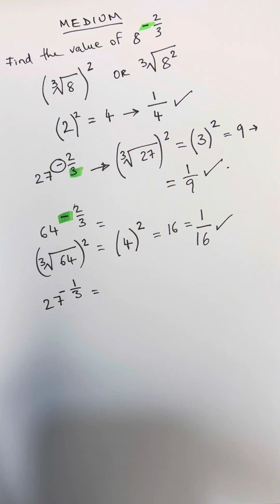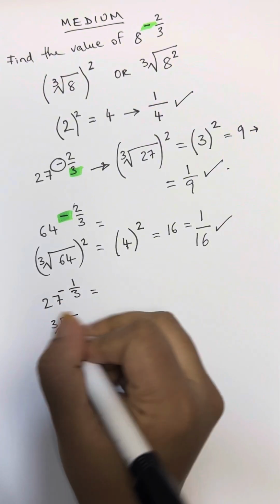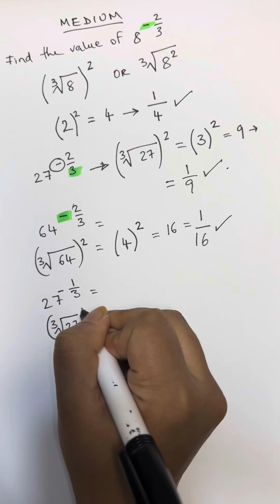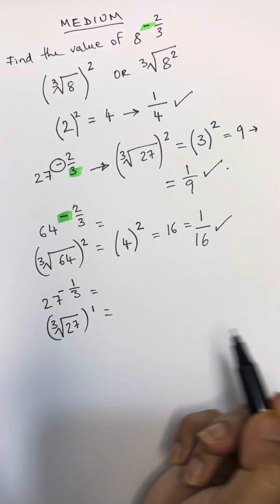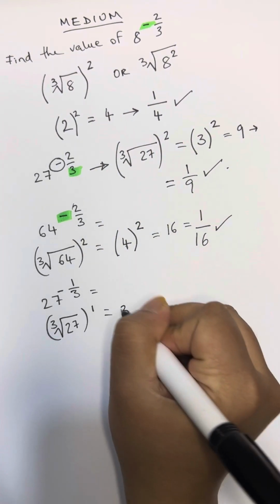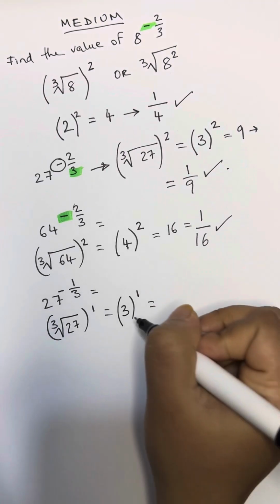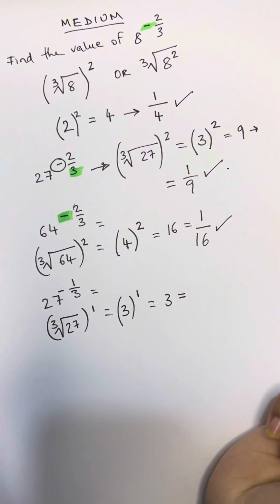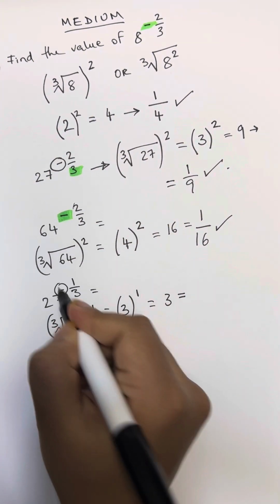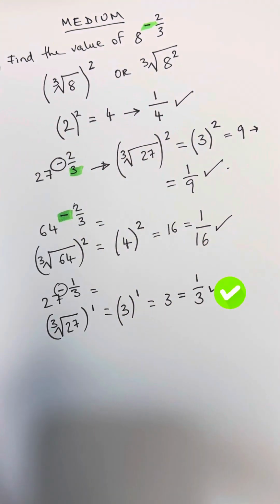So 27 to the power of minus 1 over 3, we have the square root, and the 3 goes at the front of the square root, 27, and 1 outside the bracket. So cube root of 27 is 3. Then we have 1 outside, yeah? So 3 to the power of 1 is just 3. And you know that because of the negative sign here, this is going to be flipped over: 1 over 3. And that's your final answer to the question.